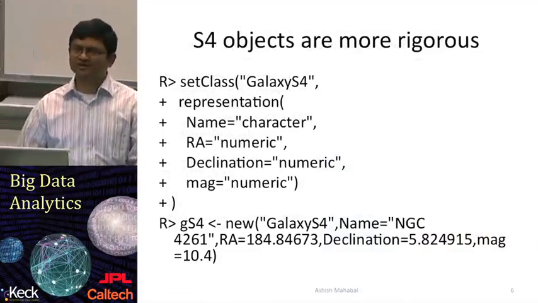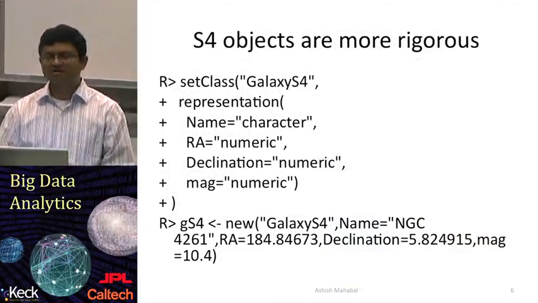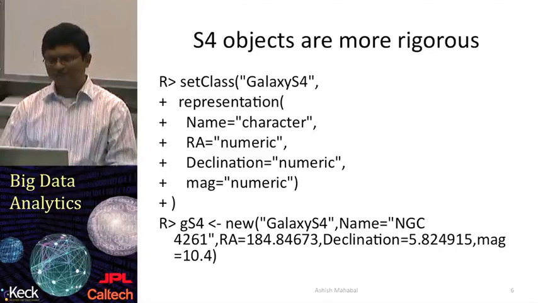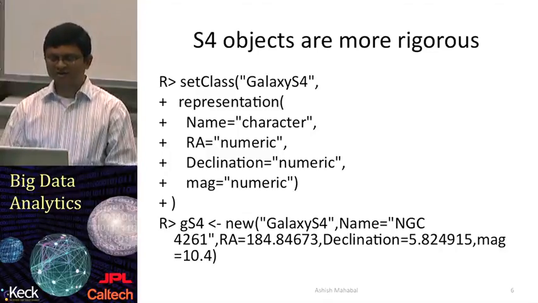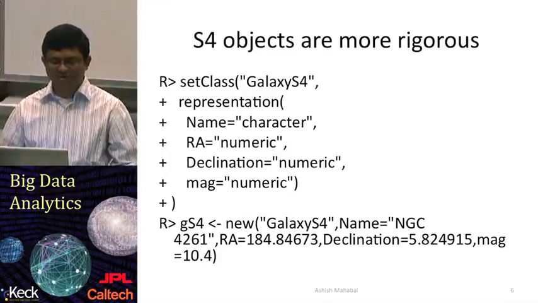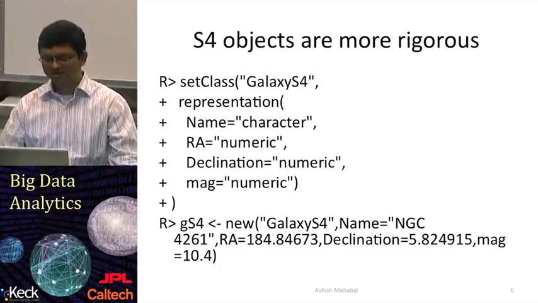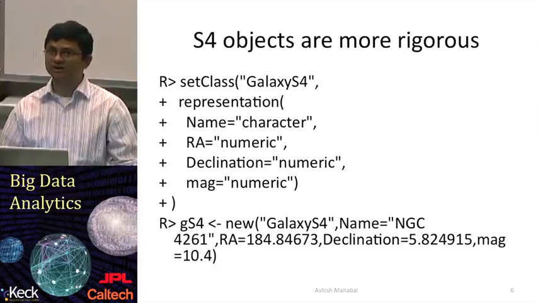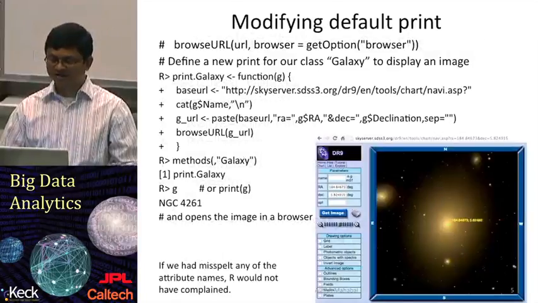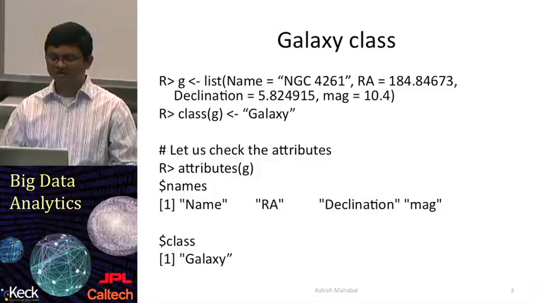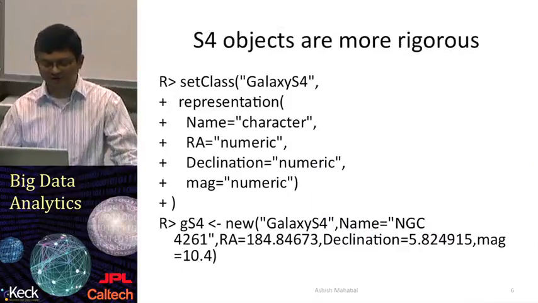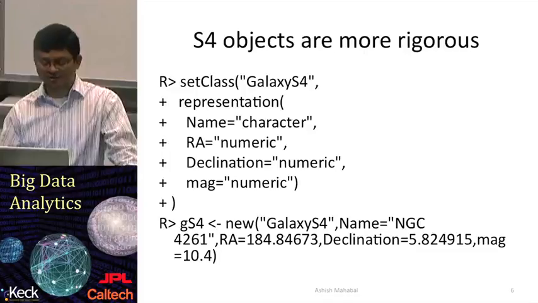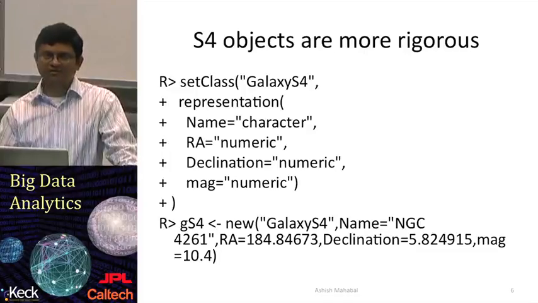Now S4 objects are more rigorous. Here the way they are defined is with a slightly different syntax. You say setClass. Here we are using the class name to be GalaxyS4, and then you have a representation for it. Again, we'll use the same variable names, but here we tell what types those variables are. Remember earlier when we used S3, when we defined the class, we didn't have to say anything of that kind. We just went ahead and defined the list, whatever that list contained. But here we have to say that the name is of type character and the other three variables are of type numeric. And that's again all for the definition.